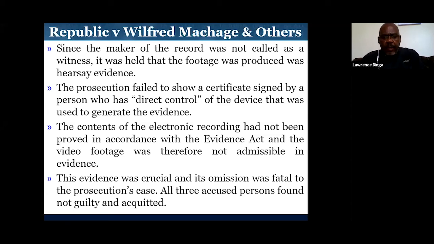testify. Now, the content of the electronic recording had not been proved in accordance with the Evidence Act, and the video footage was therefore not admissible in evidence. This evidence was crucial, and its omission was fatal to the prosecution's case. All three were found not guilty and acquitted, just because of the way the thing was handled. So it is important as lawyers to really know these things, so that you know exactly when you go to court what needs to be done and what needs not to be done.